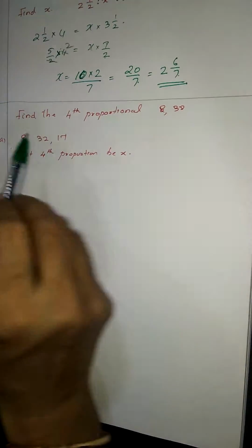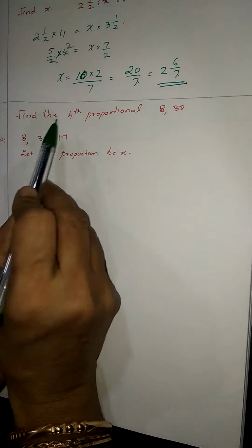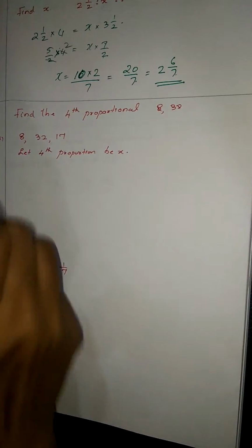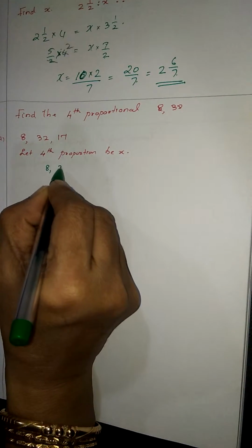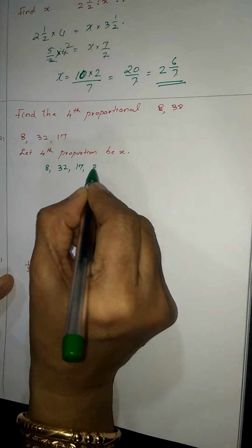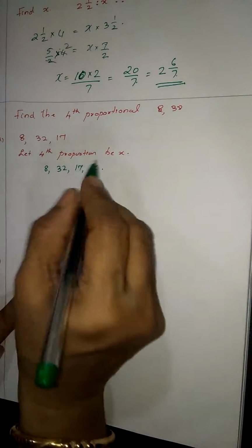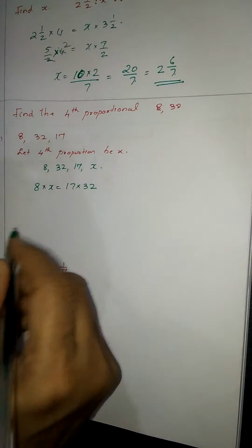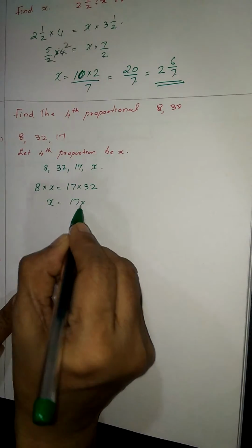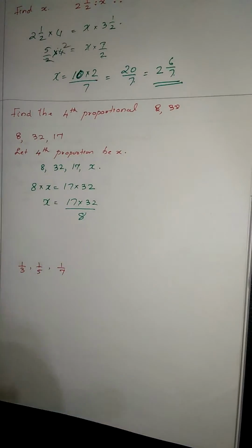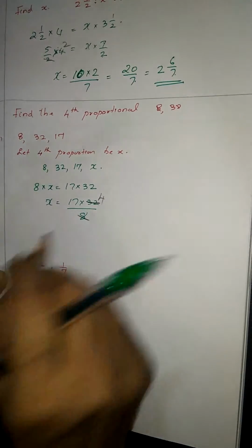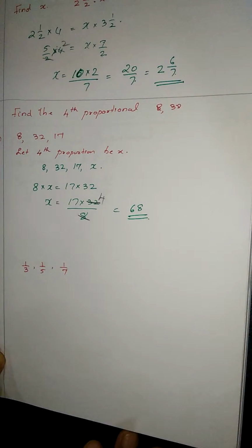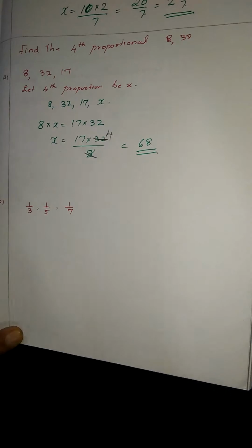Find the fourth proportional. So they have given 3 numbers. Now we have to find the fourth proportional. So we can let it be x. So we can write it as 8, 32, 17 and x. Now again we will use the product of extremes is equal to product of means. So x is equal to 17 into 32 by 8. So now 8 and 32 will go 4 times. So x is equal to 68.